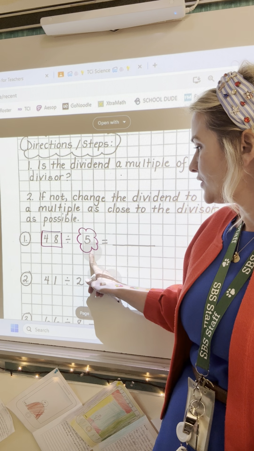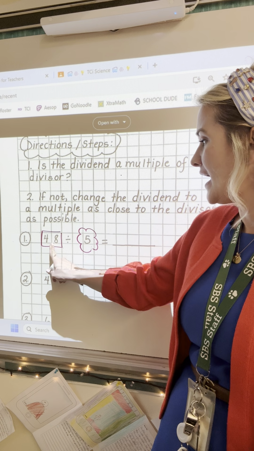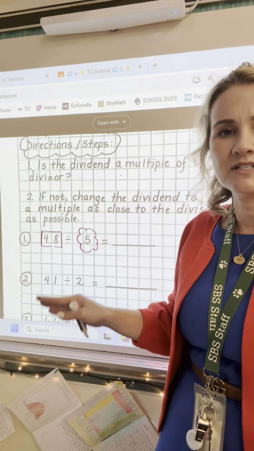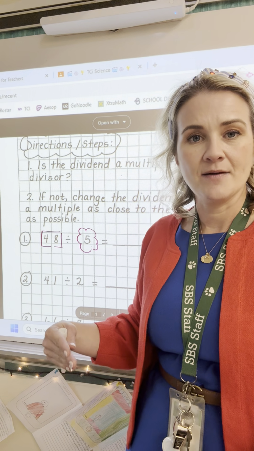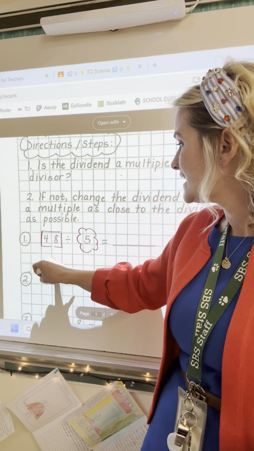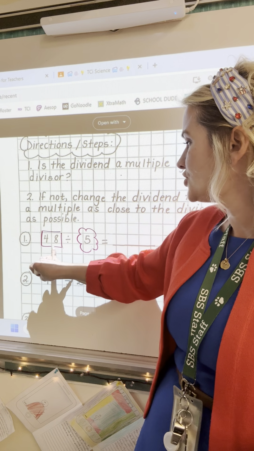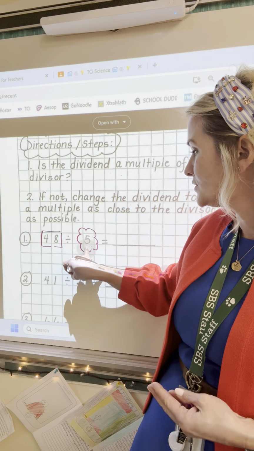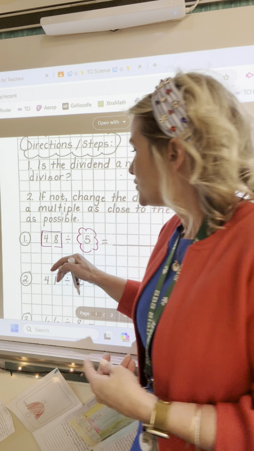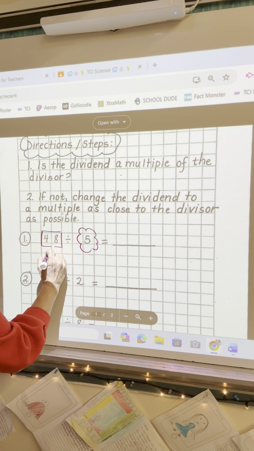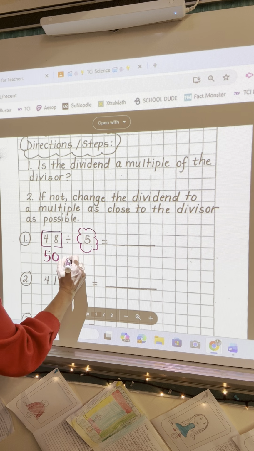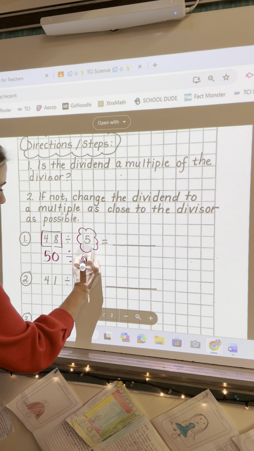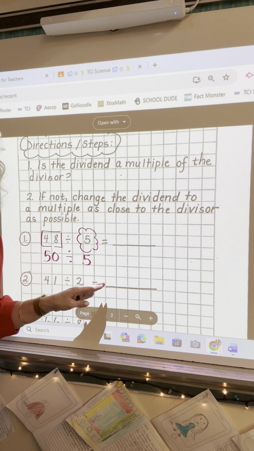So I told the kiddos, what can I multiply by 5 to get a product that's as close as possible to 48? The kiddos did really well with this, and they recognized that you can change 48 to either 50 or 55 because those are multiples of the divisor. So either 50 or 55 would be correct, and we're going to rewrite our problem, keeping the divisor the same.